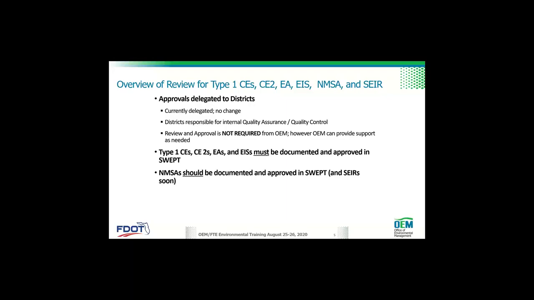But for type 1s, 2s, EAs, and EISs, they must be documented and approved in SWEPT, all within this electronic system. That's mostly so that we can show compliance with the federal process, and that's part of NEPA assignment, saying that we'd be able to document all of those interactions and be able to provide information upon request to show how we're performing under NEPA assignment.